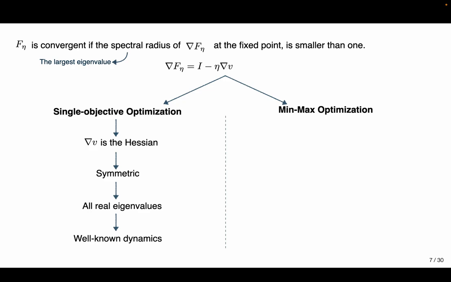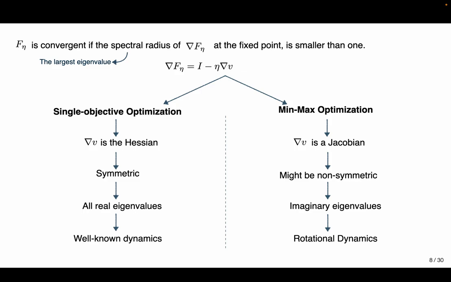Now in single objective optimization, the Jacobian of the vector field is basically the Hessian, which is symmetric and has real eigenvalues. And these are well-known dynamics. However, in min-max optimization, the Jacobian of our vector field may not be symmetric. And if you remember from linear algebra, we might have imaginary eigenvalues, which correspond to rotational dynamics.